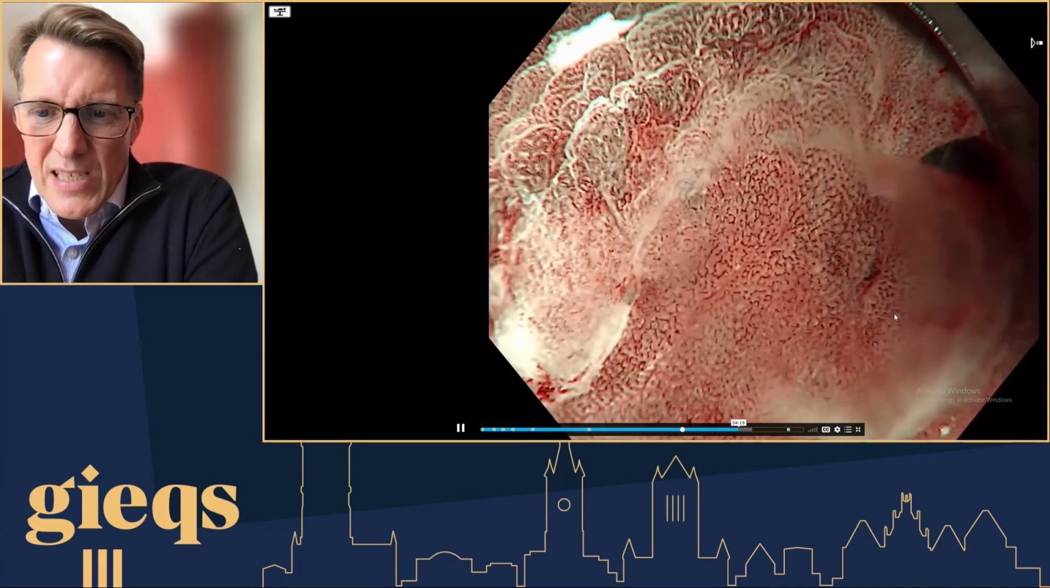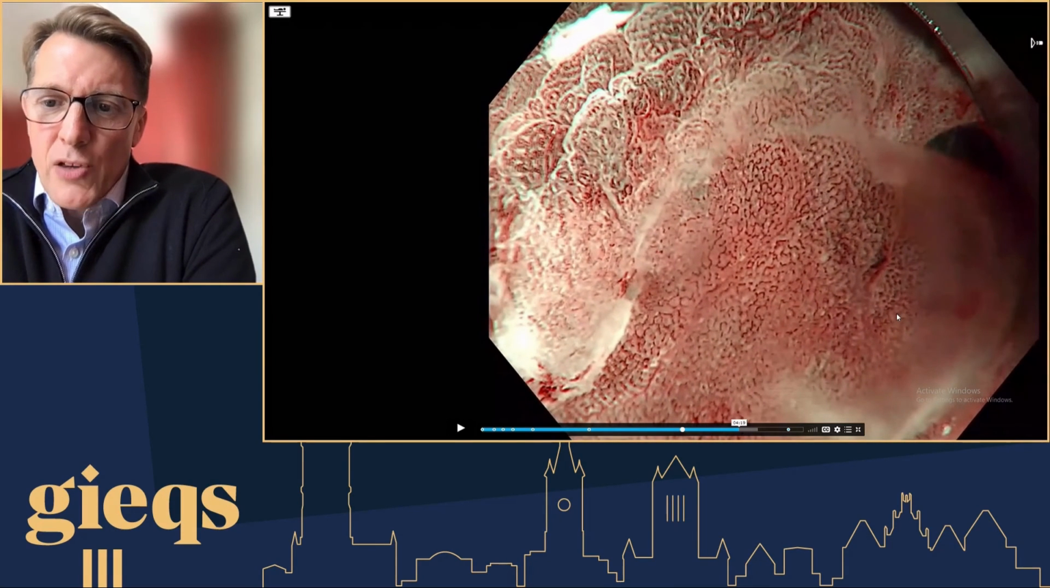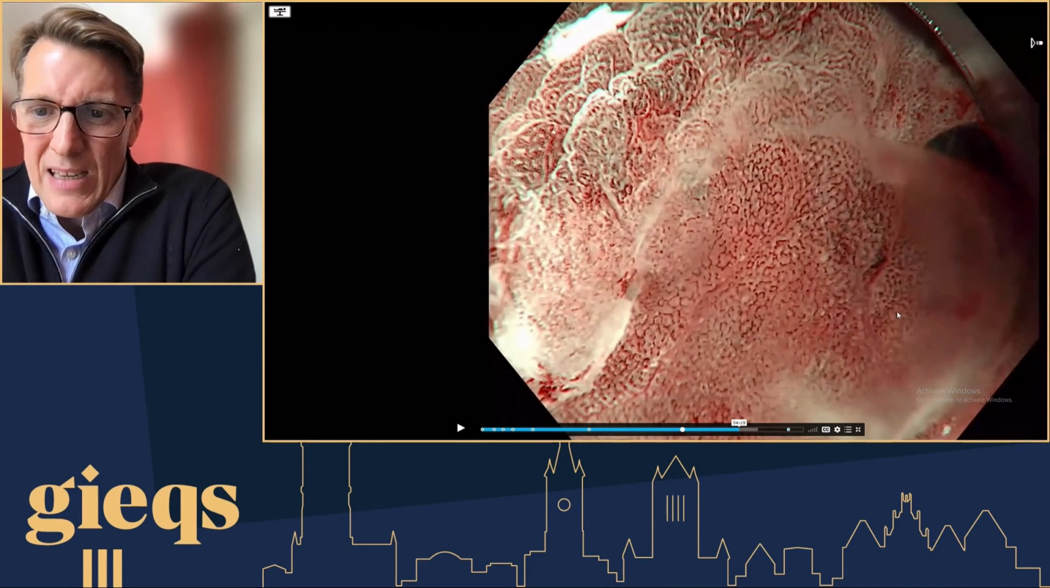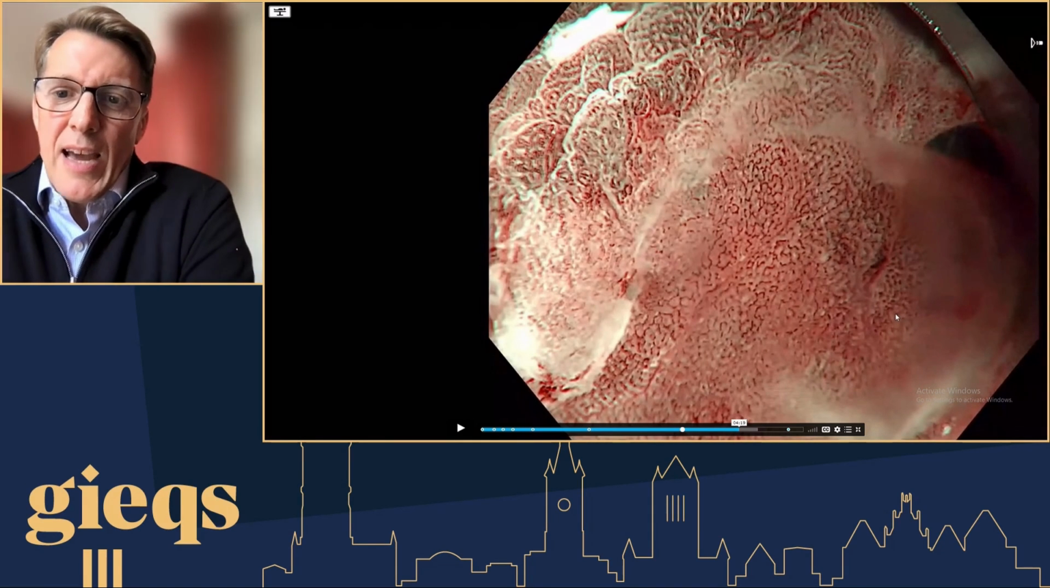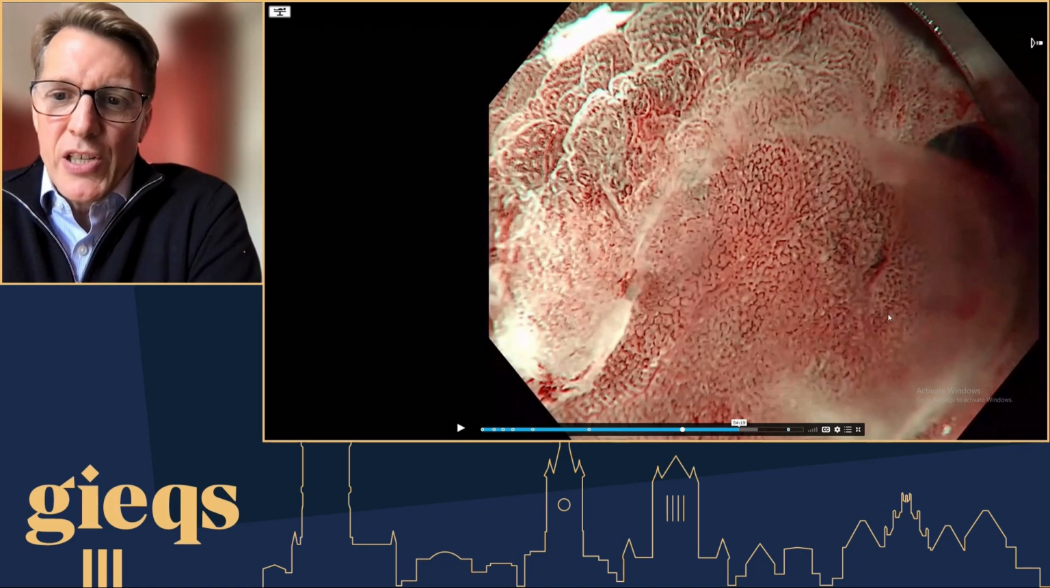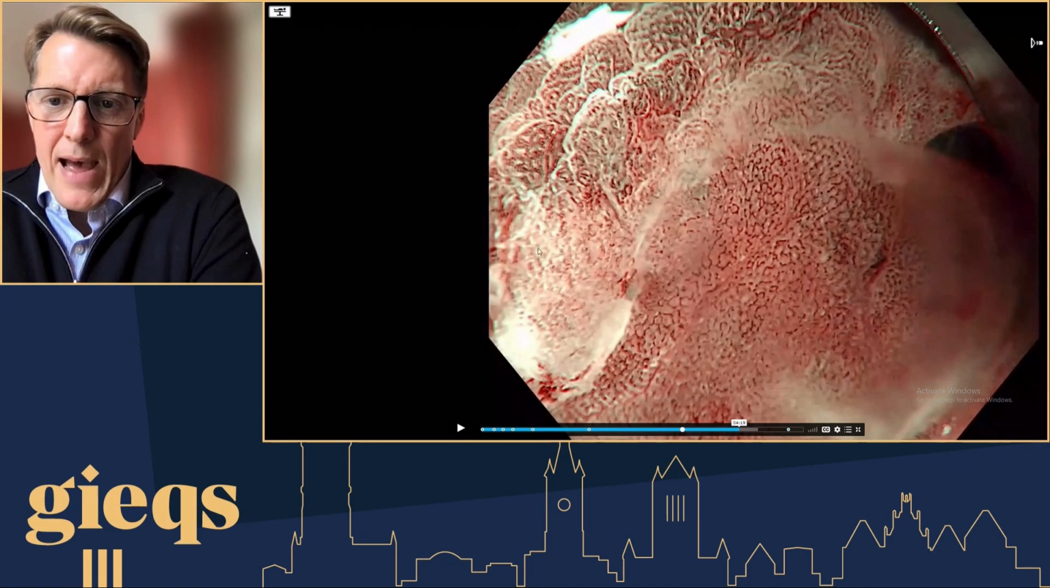There is definitely a loss of the mucosal pit pattern. You see it better there, probably. And the edge of the lesion looks even more suspicious. So just at about 8, 9 o'clock of center of the image, that's where I'd probably direct my biopsy.